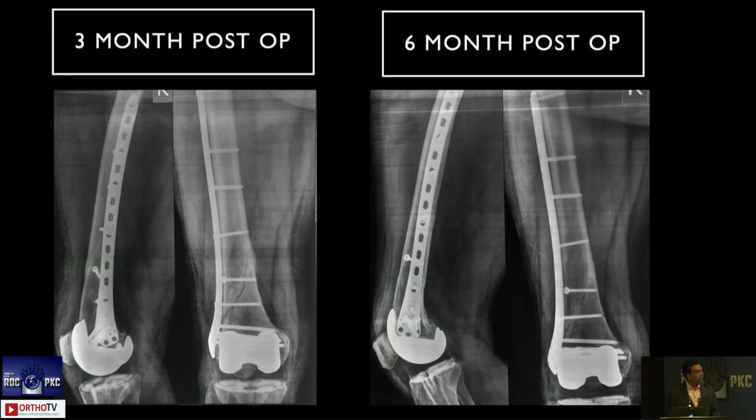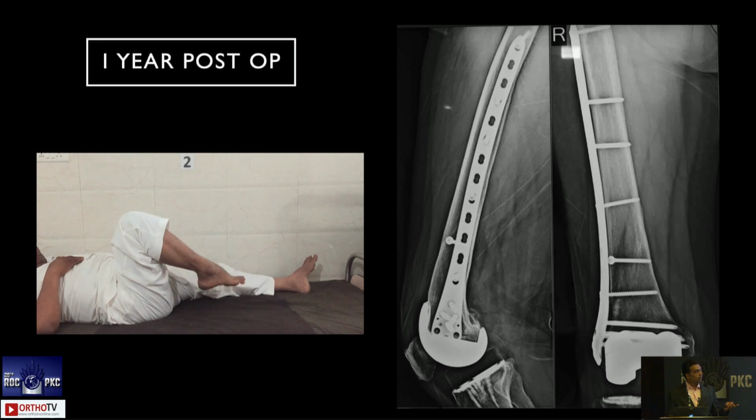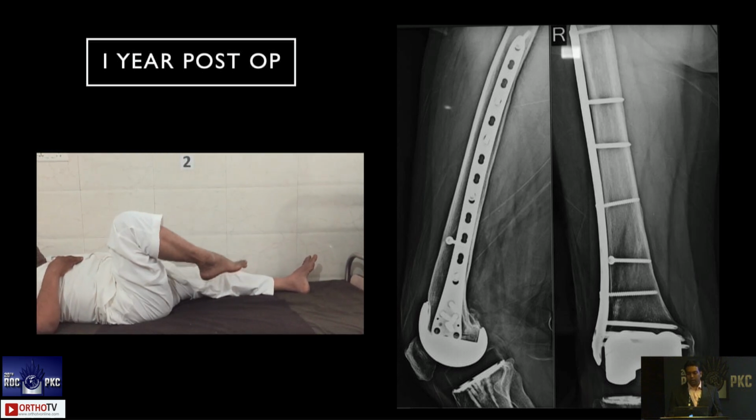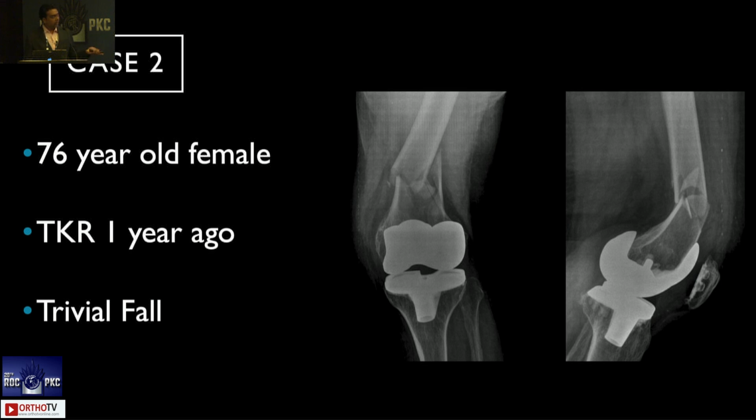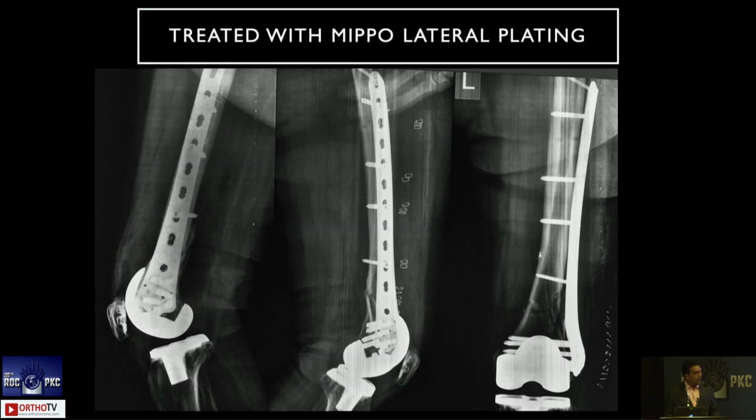This is a 3-month and 6-month post-operative X-ray, and at 1 year we can see the fracture heals by primary intention without formation of callus, definitely because of lag screws and a good bone stock. So again, a 76-year-old female, TKR a year ago, some bending and twisting injury leading to this comminuted fracture proximal to the prosthesis, treated with MIPO plating as the fracture was comminuted.